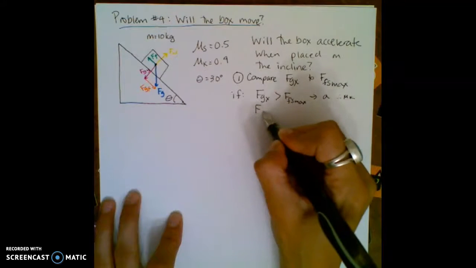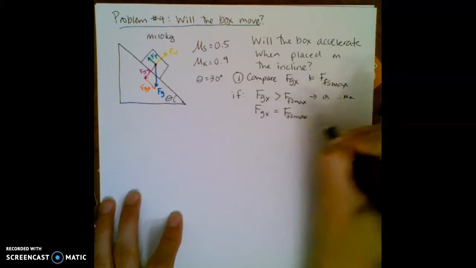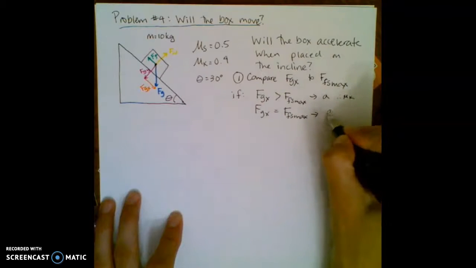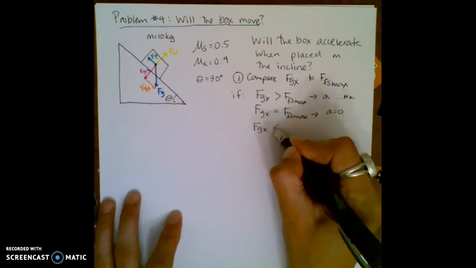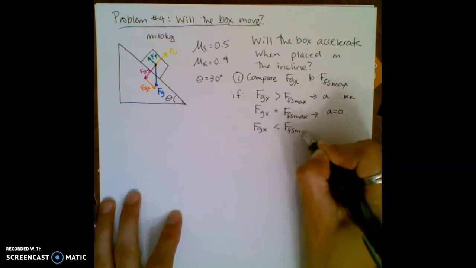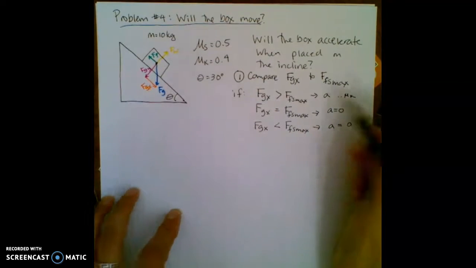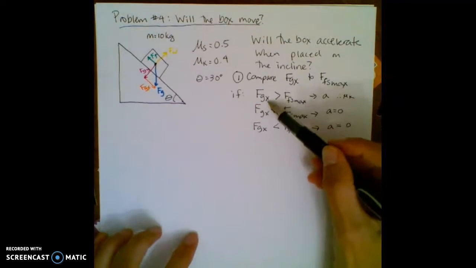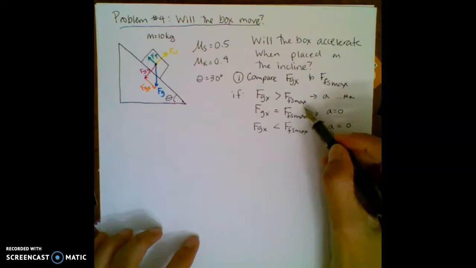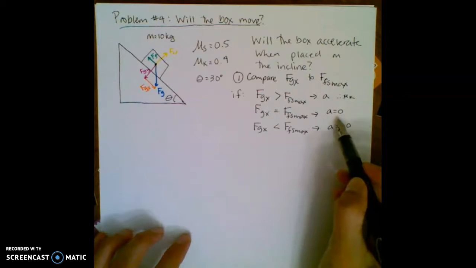If FGX is equal to the force of friction static max, acceleration is 0 and it won't move. And if FGX is less than the force of friction static max, the acceleration would also be 0. Okay? So I can use this little chart to help me. What I'm going to do first is solve for FGX, and then solve for the force of static friction max, and compare them. And then I'm going to see what happens. Either I'm not going to have to do anything because it's going to remain at rest, or I'm going to have to solve for the acceleration of the box.